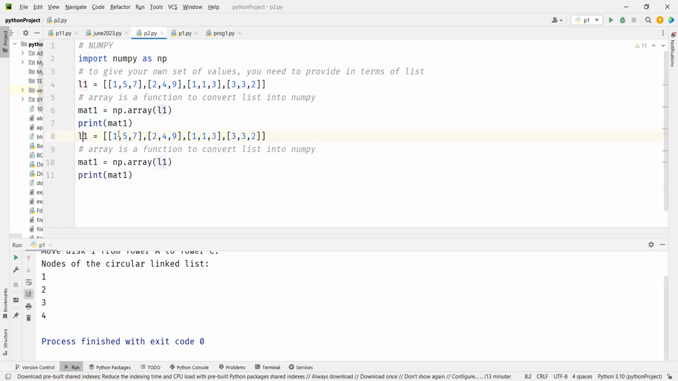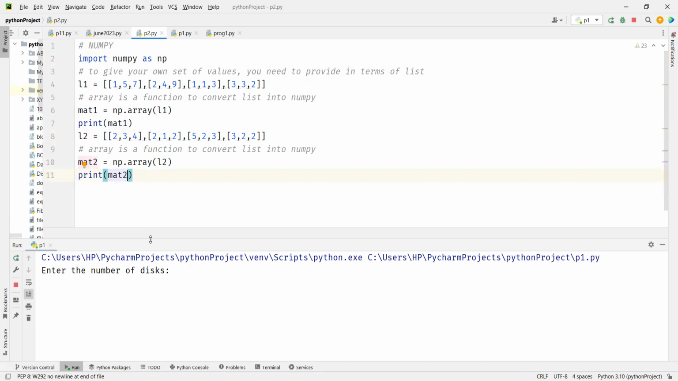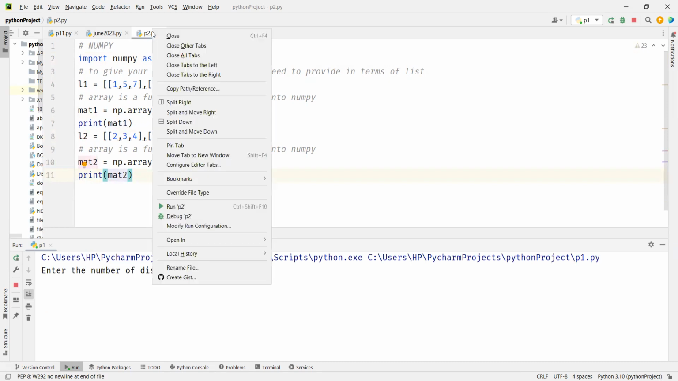We call this list2, and let's have some different set of values. 2, 3, 4. Okay, 2, 1, 2. We'll make this as 5, 2. We'll make some changes. We call this mat2, list2. Okay, let's print it. Oops, it's working on the wrong file.